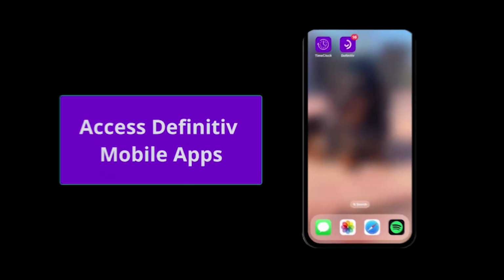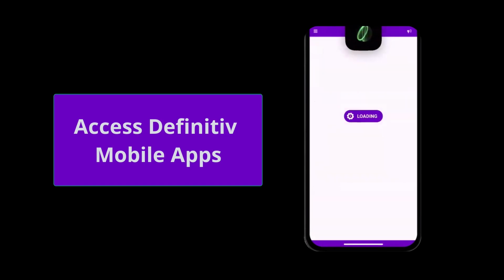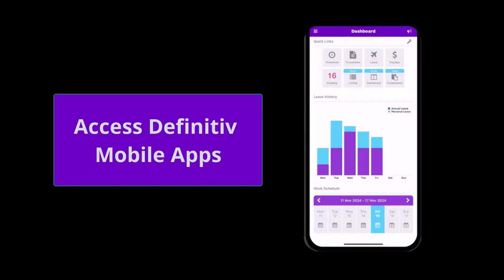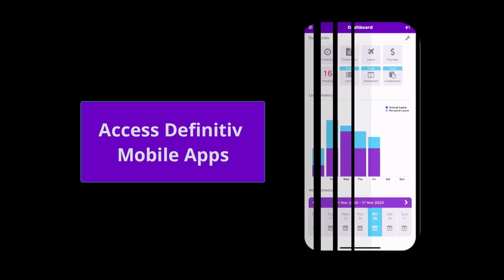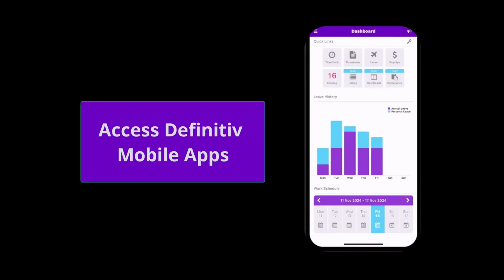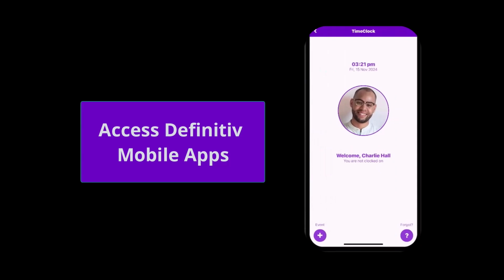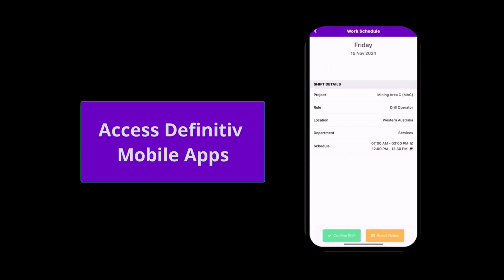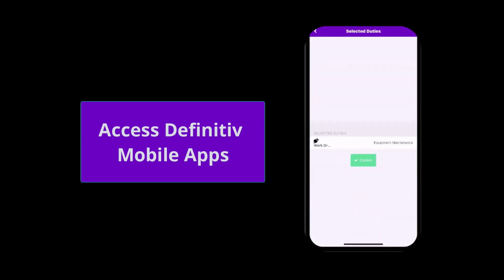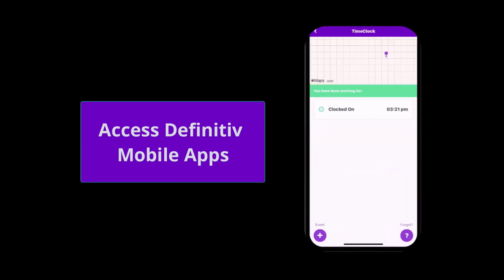So the Definitiv app is the app that lives on employees' personal phones. They simply access that by using the security of their phone. So I've used my facial recognition there. Now I've got the opportunity to select time clock, and this is going to allow me to clock in for my shift. So using my own phone, I can come and say, yeah, I'm starting my shift and I'm going to be working on equipment maintenance when I clock in there.